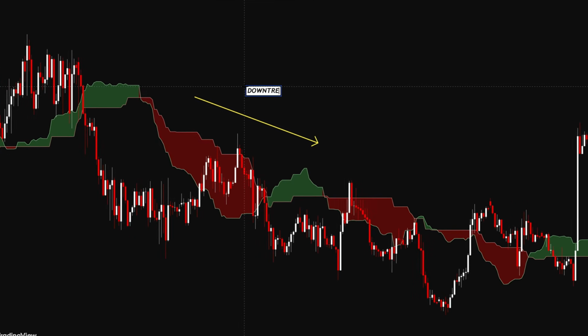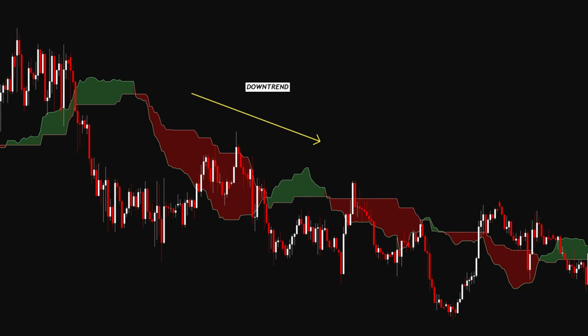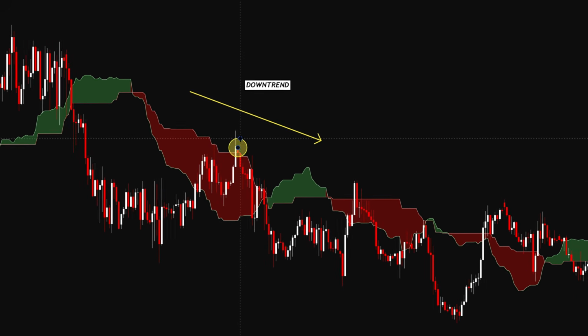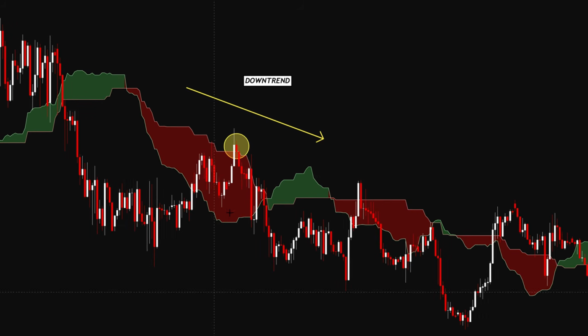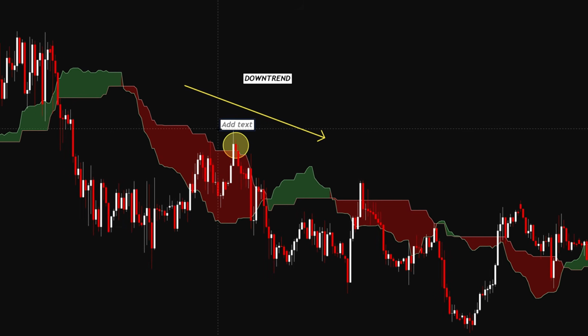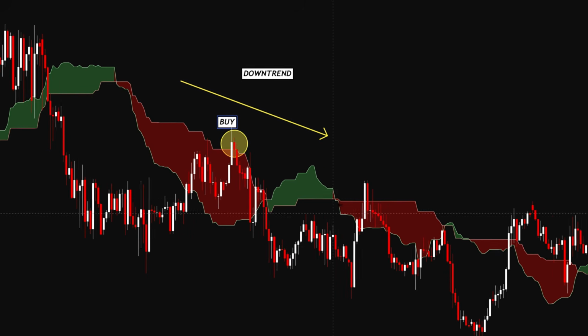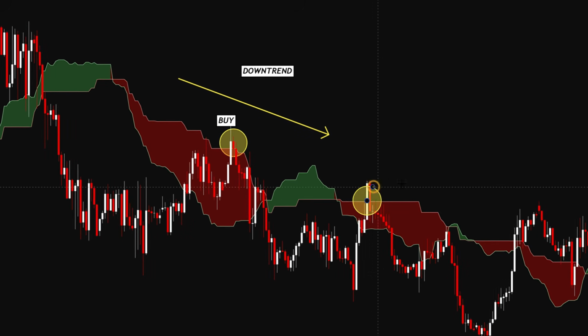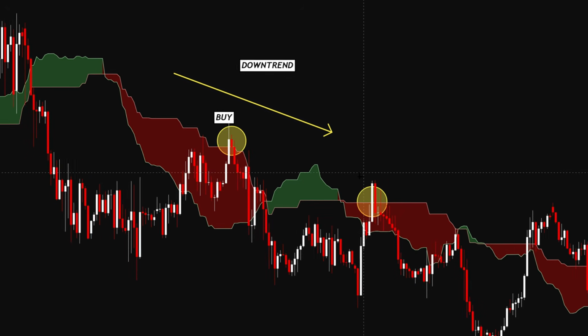But here's the thing, not every breakout is equal. Some are solid, but some are straight up fake outs. So check this out. In this example right here, the overall trend is clearly down. But if you look closely, you'll see a couple of bullish breakouts, basically buy signals. They're popping up against the main trend. And yeah, those are the kind of signals that can trap beginners.